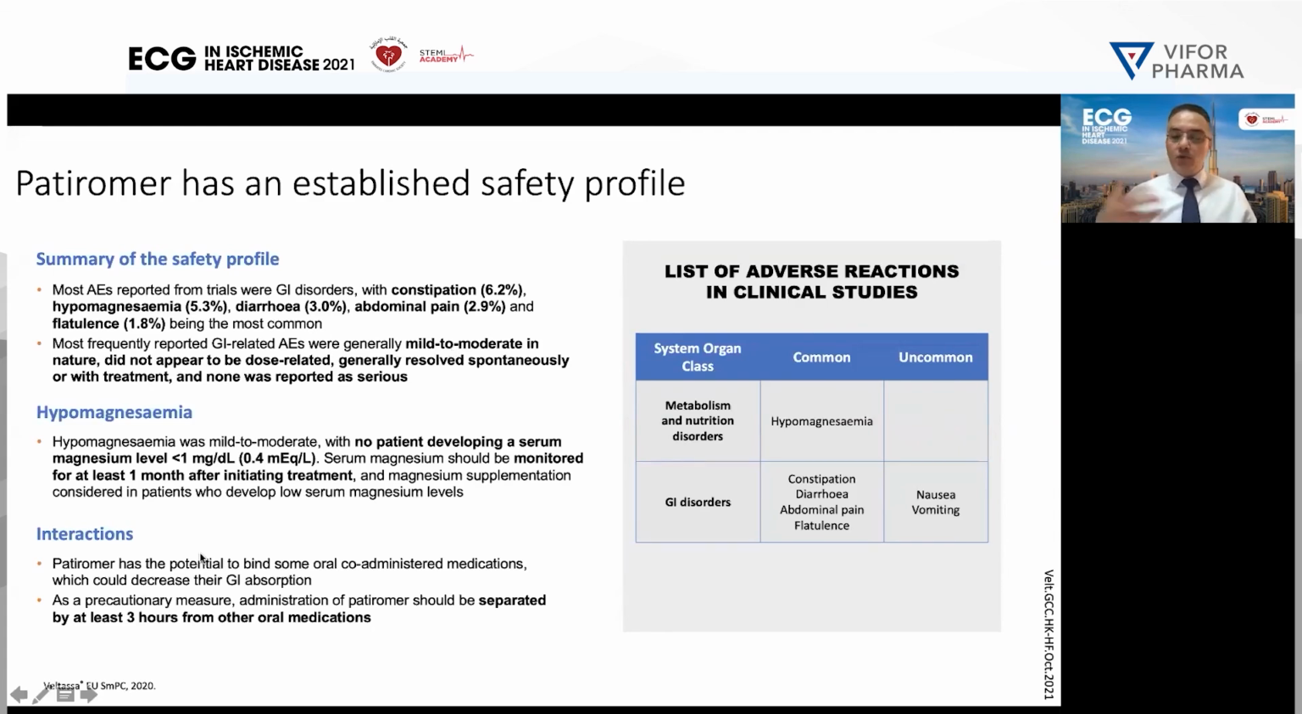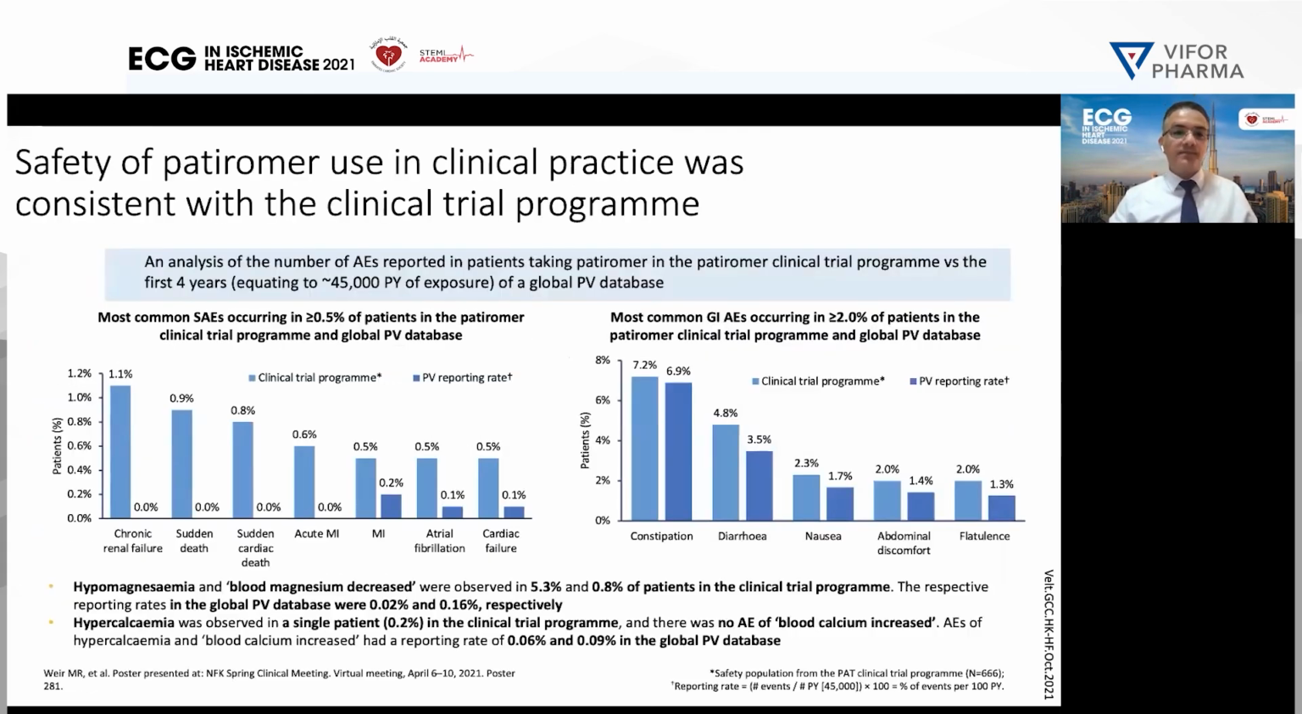Regarding interactions, there are a few drugs which will interact, like ciprofloxacin, levothyroxine, maybe also metformin and quinidine. That's why they advise giving the drug separated by at least 3 hours from the other oral medications.